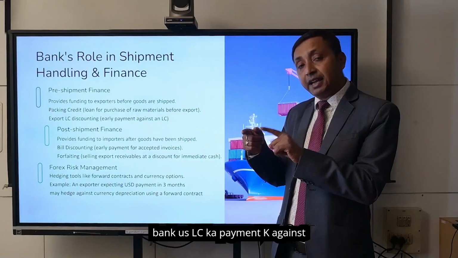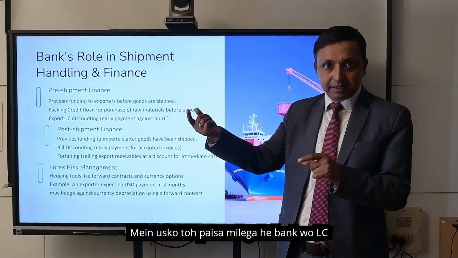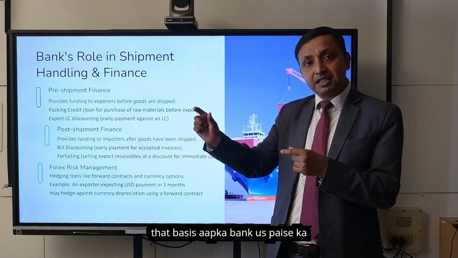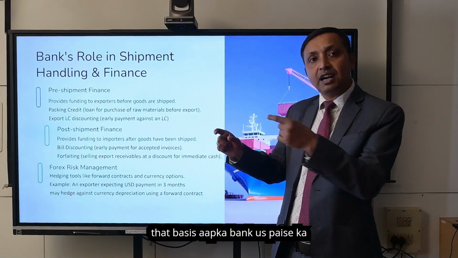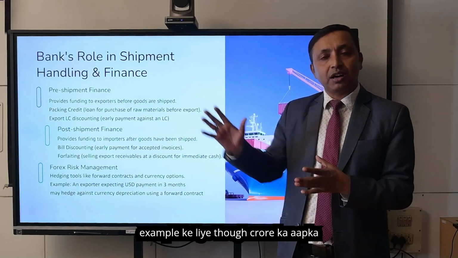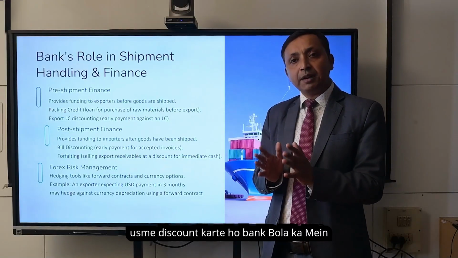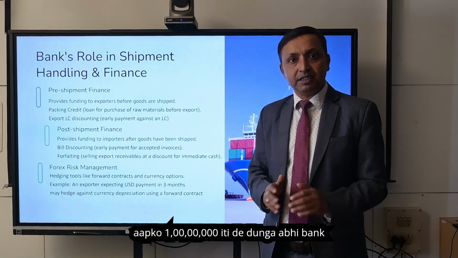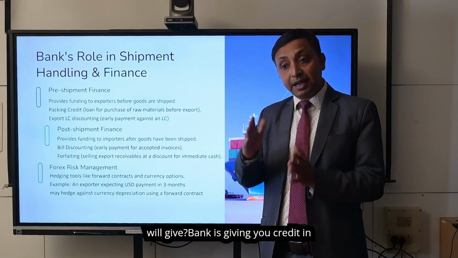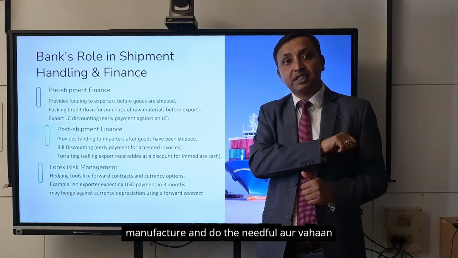मतलब आपका बैंक उस LC का पेमेंट के अगेंस्ट में, उसको तो पैसा मिलेगा ही, बैंक वो LC अगर दिया है उस reputed बैंक ने, तो on that basis आपका बैंक उस पैसे का, suppose आपको example के लिए 2 करोड़ का आपका बिल है, 2 करोड़ से the money, आपको उसमें discount करके बैंक बोला कि मैं आपको 1 करोड़ 80 दे दूंगा, अभी बैंक को 20 लाख का फायदा हो जाता है. Why? Bank is giving you credit in advance so that you can manufacture and do the needful.